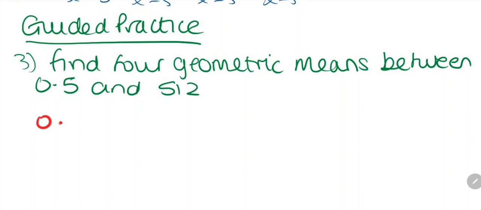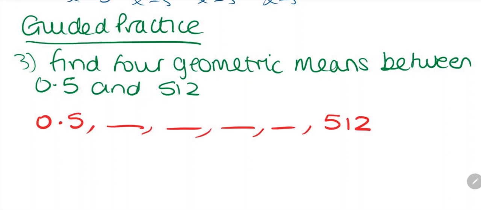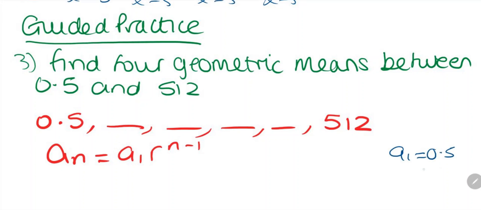So we have 0.5, and then there is 4 missing terms, and we know the last term is 512. So we're going to use the formula an is a1 times r to the n minus 1. Now we know that a1 is 0.5, and we know that there's 1, 2, 3, 4, 5, 6 terms, so we know n is 6. So we're just going to substitute in the values, and we also know that an, which is a6, is the last term, so a6 is 512.